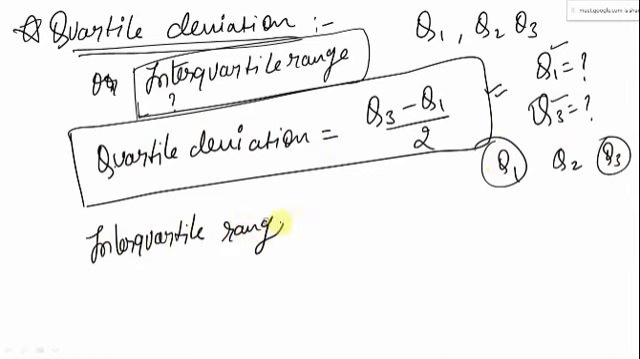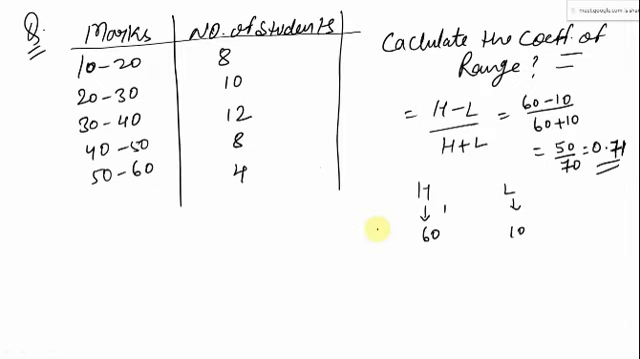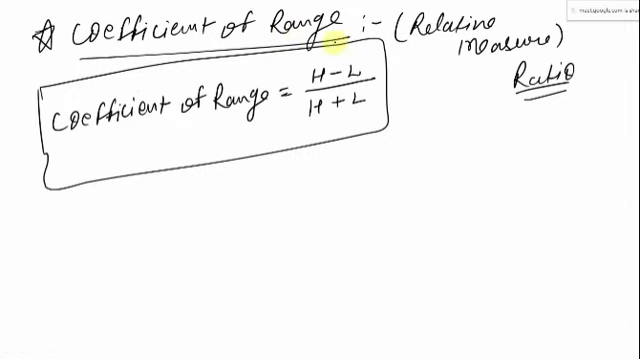Now I want to ask you, because we have done the range, what can be the formula for interquartile range? Just think upon it. What could be the formula for interquartile range? Q3 minus Q1, by 2? Very good. Q3 minus Q1, because the concept of range itself says it is highest minus lowest.